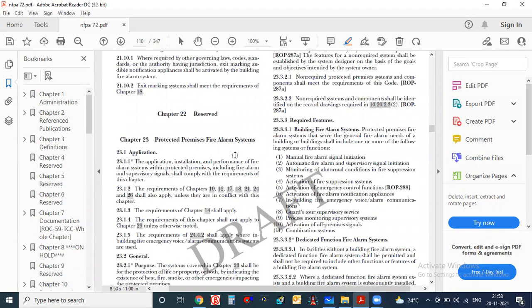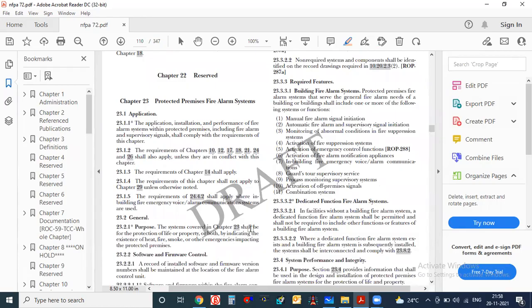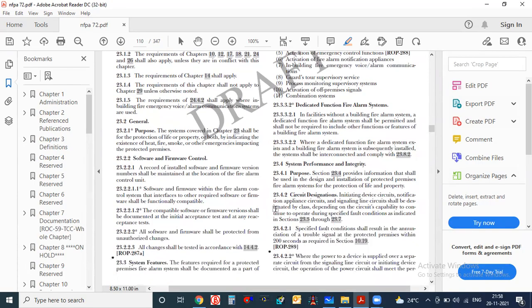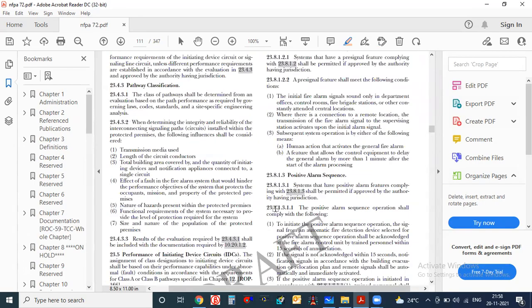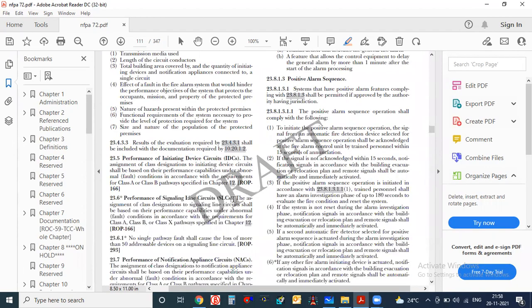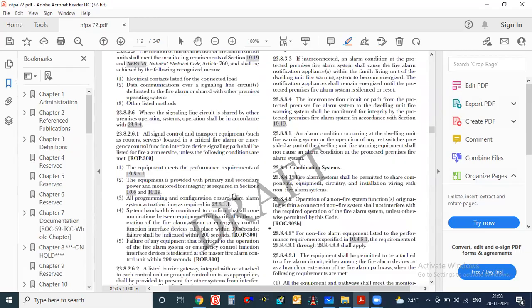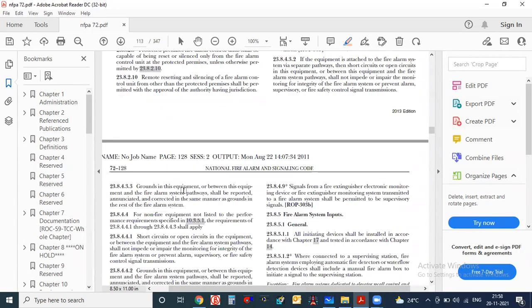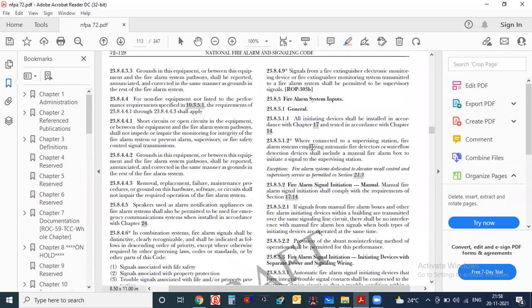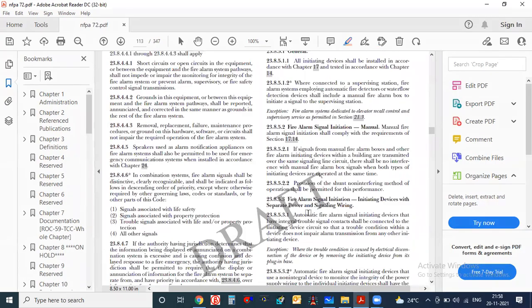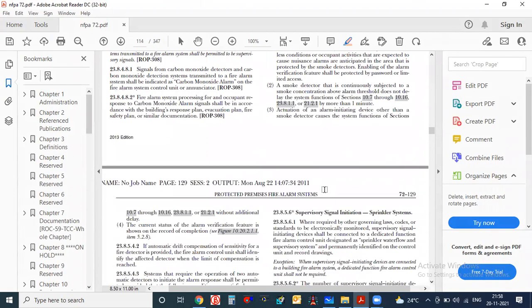Protected premises fire alarm system. Let us see what is given here. Purpose: the systems covered in this chapter shall be for the protection of life or property or both by indicating the existence of heat, fire. Software and firmware, circuit design. Here also they have not given anything. Just some points are given. Inputs. Some fire alarm input points.